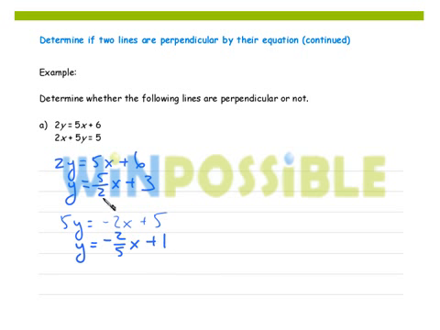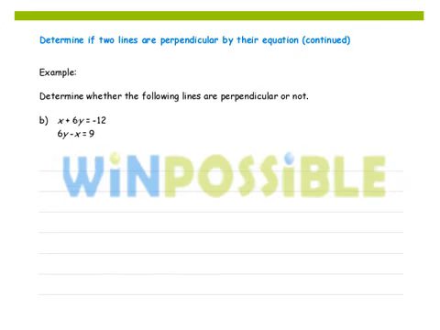So our two slopes are 5 over 2 and -2 over 5. So clearly they are reciprocals and they do have opposite signs. We can do a further test by multiplying the two and seeing it equals -10 over 10, which is the same as -1. So these two lines are perpendicular.